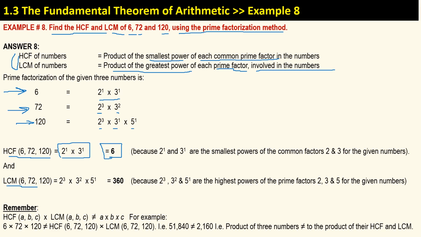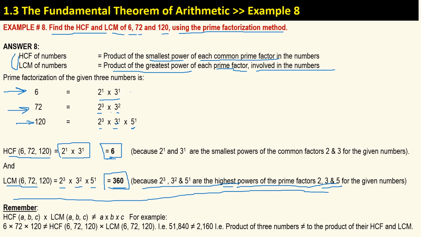Similarly, the LCM of the three numbers will be 2 raised to power 3, 3 raised to power 2, 5 raised to power 1, which is equal to 360, because as per the definition we have to take the highest powers of the prime factors. All the prime factors involved are 2, 3 and 5, and we take their highest powers to get the LCM. So we have found the LCM to be 360 and the HCF to be 6. This completes our answer to question number 8.